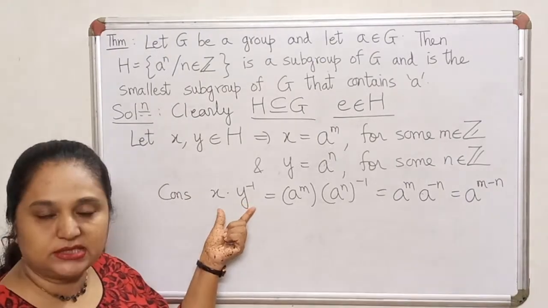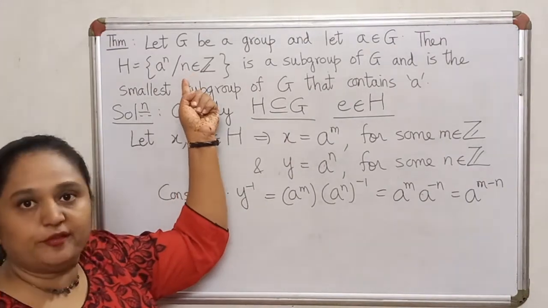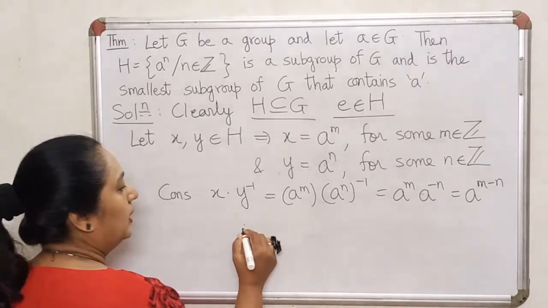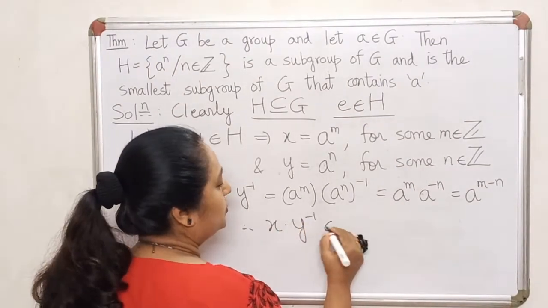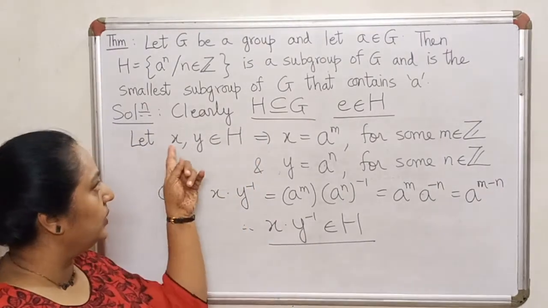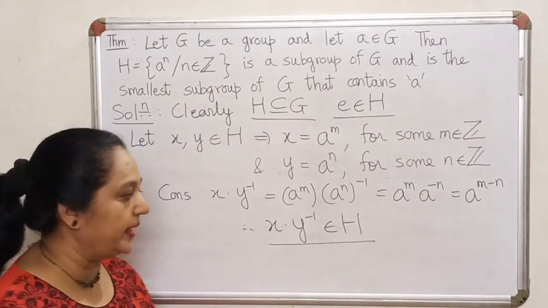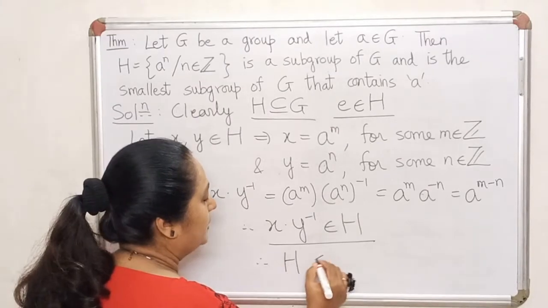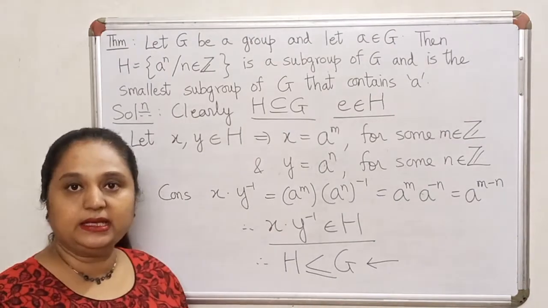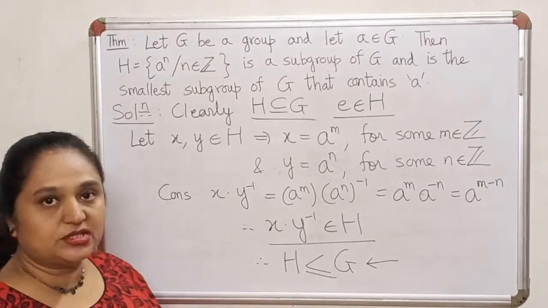So what I have out here is an integral power of A, and all integral powers of A lie inside H. So this element is inside H, and that is our necessary and sufficient condition for a subgroup. We have proved that if two elements lie inside H, then the first into the inverse of the second also lies inside H, and therefore H is a subgroup of G. That takes care of the first part of the problem. So we have proved that H is a subgroup of G.